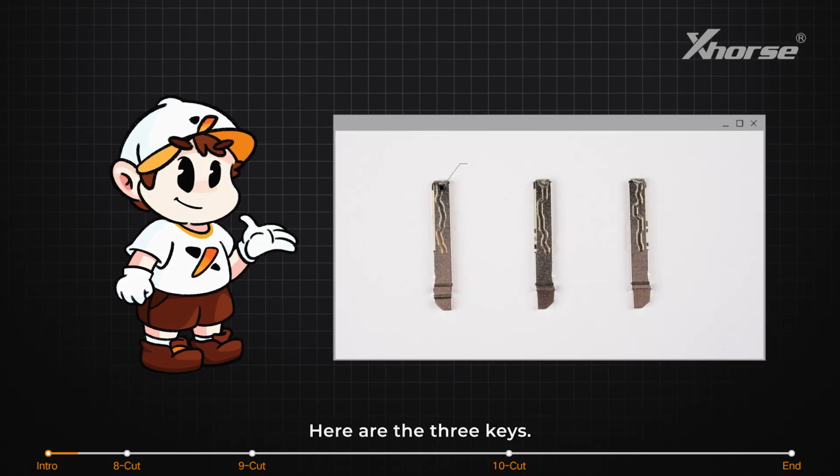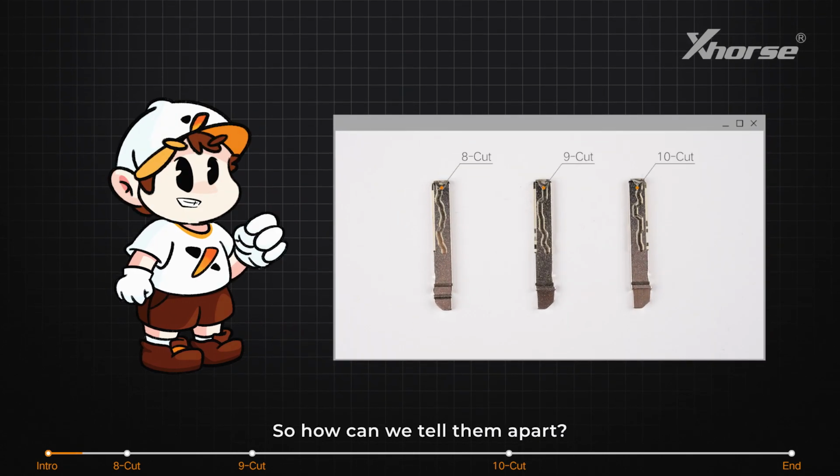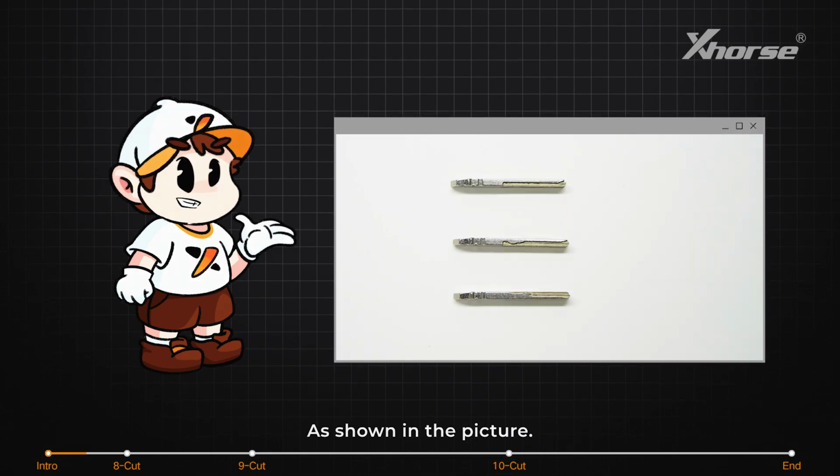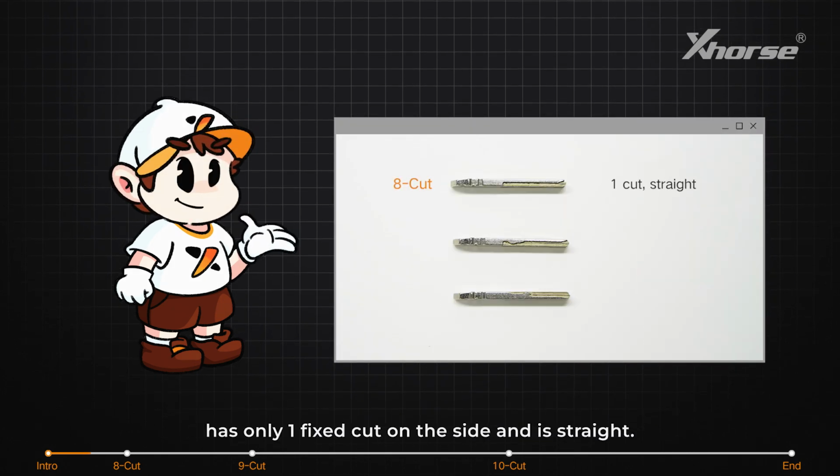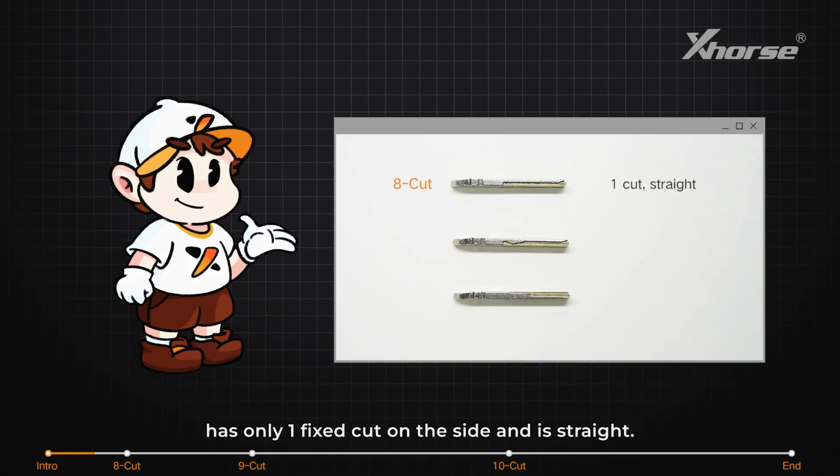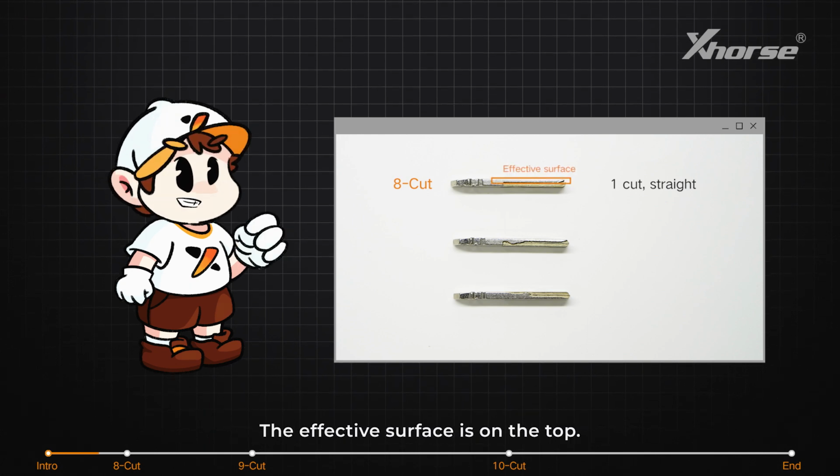Here are the 3 keys. So how can we tell them apart? As shown in the picture, the 8 cut key has only one fixed cut on the side and is straight. The effective surface is on the top.